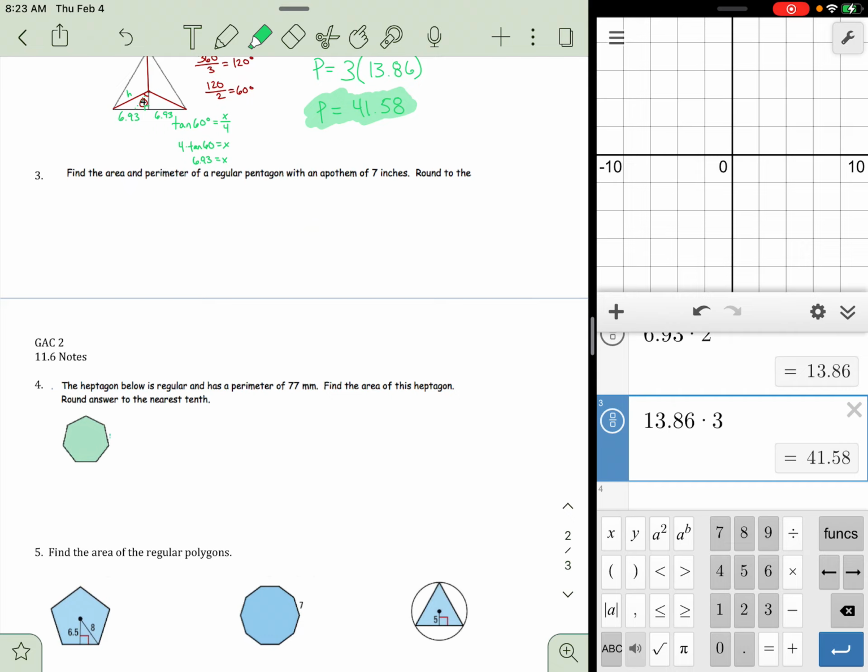So that's how you do the first two. I'm going to let you try the rest. I'll post the answer key with just the answers, but then you've got to obviously find it from there. Let me know if you guys have any questions.